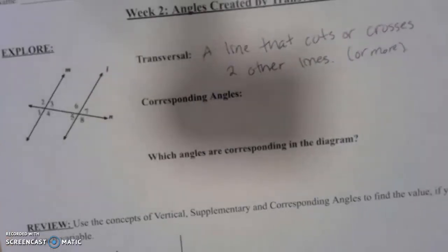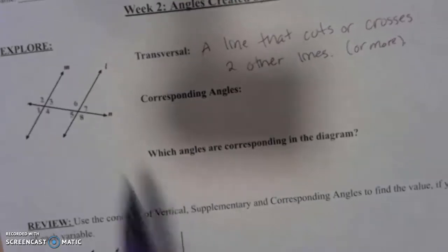Okay, like look at Main Street. Main Street is going to cut through. It crosses Madison. It crosses Mollison. It crosses whatever else goes up and down. I can't think. First Street. Okay, so all of those. Main Street is a transversal to those other streets.